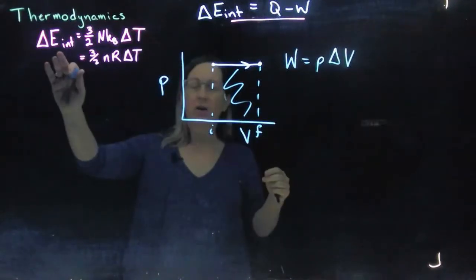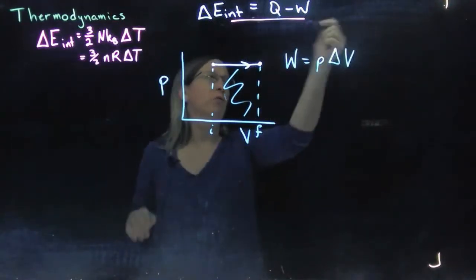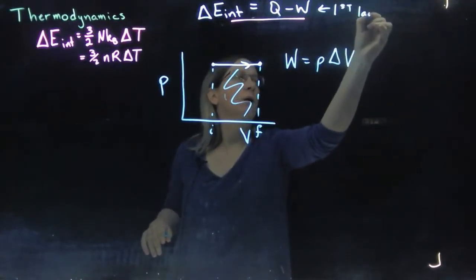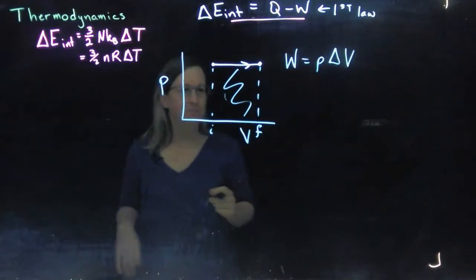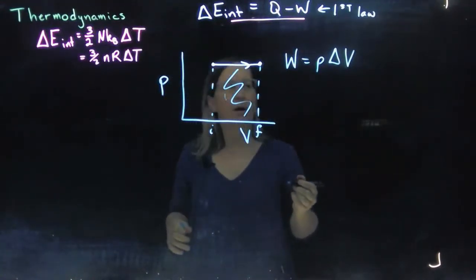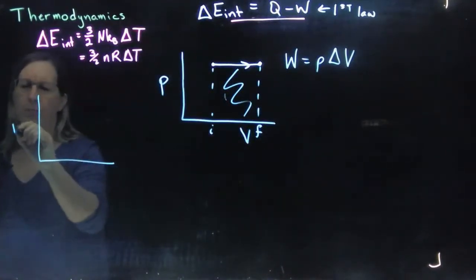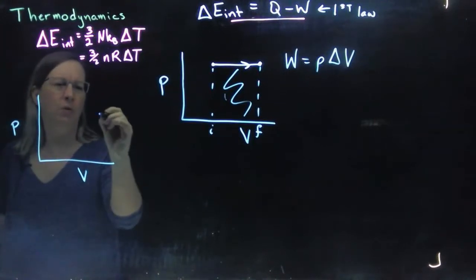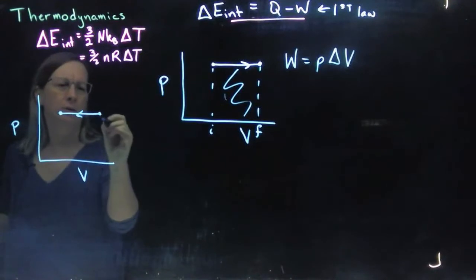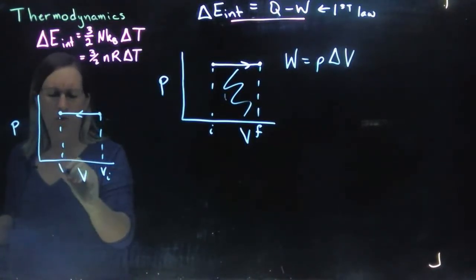We can use the change in internal energy and put that together with the first law of thermodynamics. This is the first law. And find the heat. But I want to point out that if we have a situation on a PV diagram where we start at a high volume and go this direction, this is our initial and this is our final.